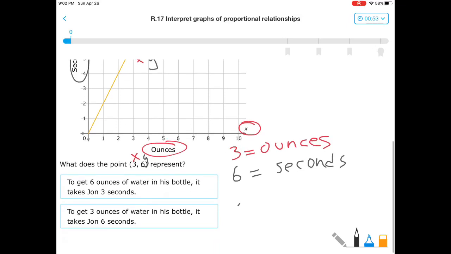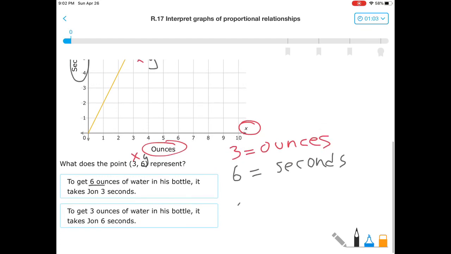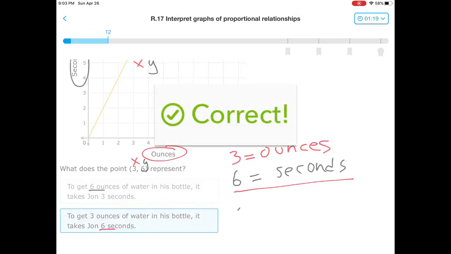So then you want to see what your graph represents or what these numbers represent. First one says 6 ounces. Well, that's not 6, so the first one is not an option. And then if you read the second one, it says to get 3 ounces of water in his bottle, it takes John 6 seconds, which is true because if you look right here, that also matches and that also matches as well, the 3 ounces. So then the correct answer would be the second option.